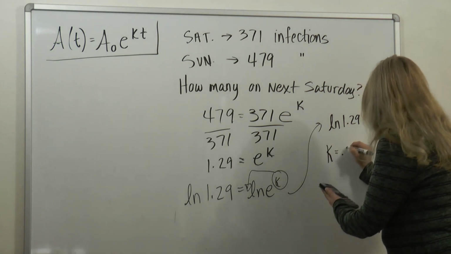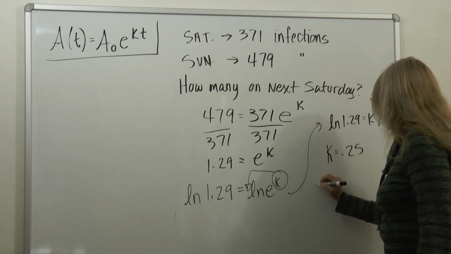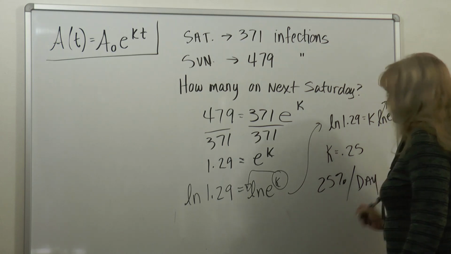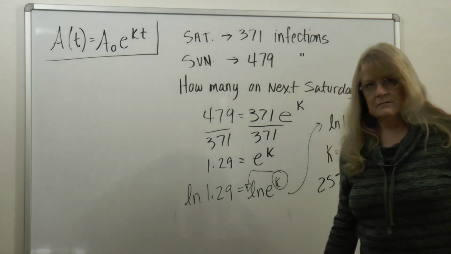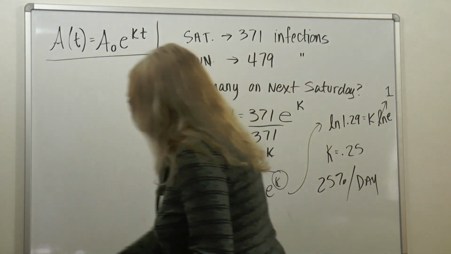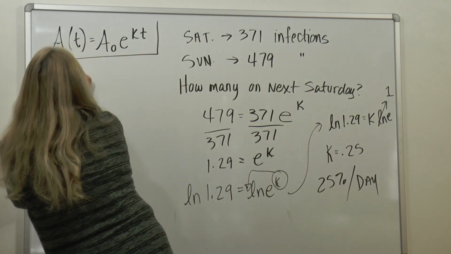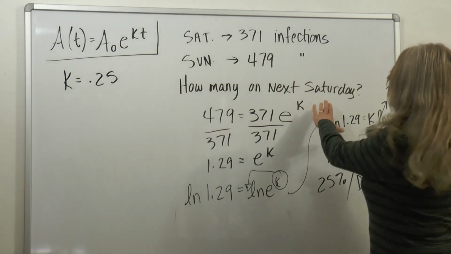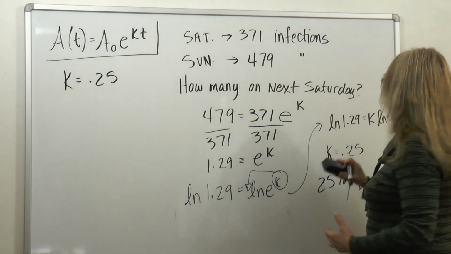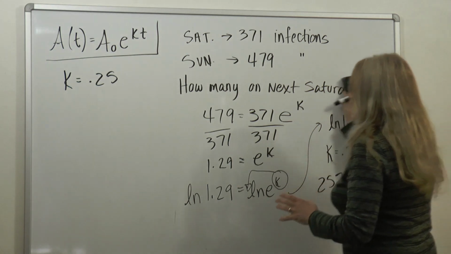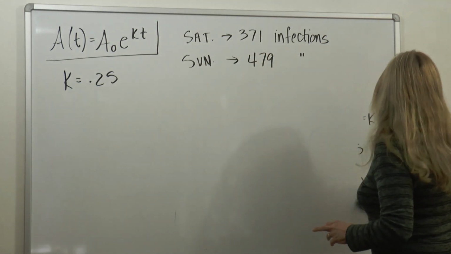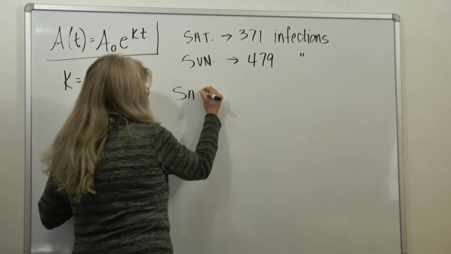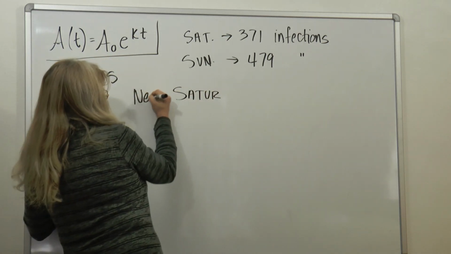which is crazy. This means 25% per day, exponentially. So, that's a lot. All right, so let me write that here. So our k is equal to 0.25. Now, I'm going to use that to answer the question, what can I anticipate for Saturday? So we're going to take a look at Saturday and Sunday. Okay. So first let's do Saturday. We'll do next Saturday.